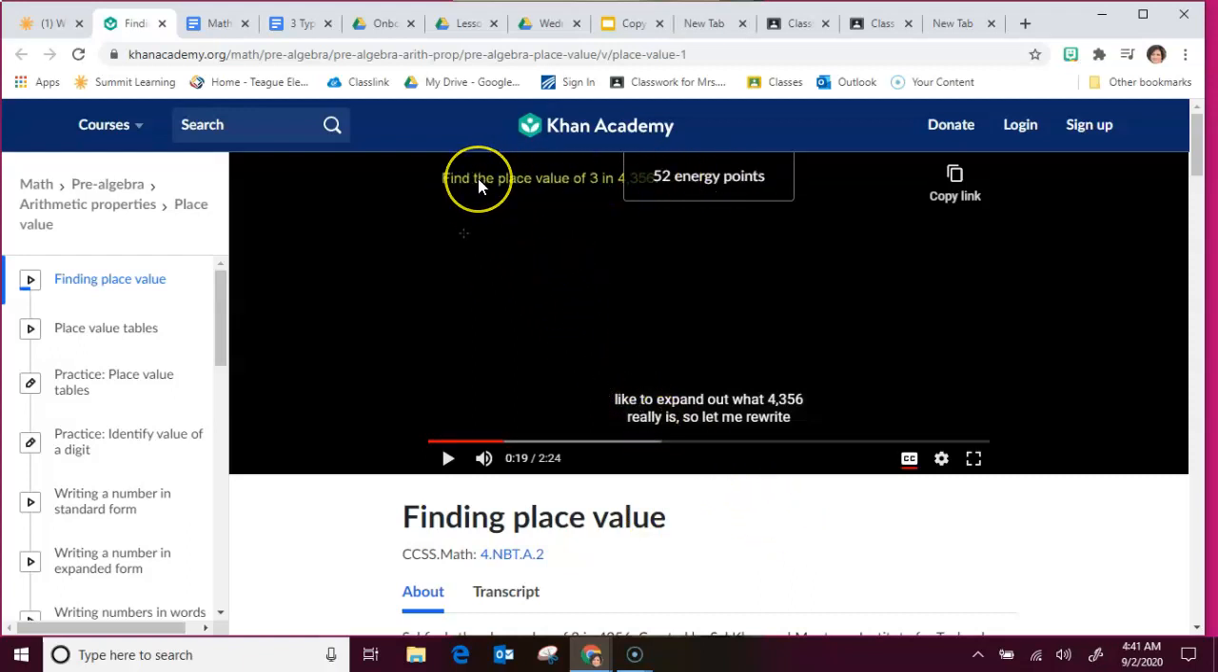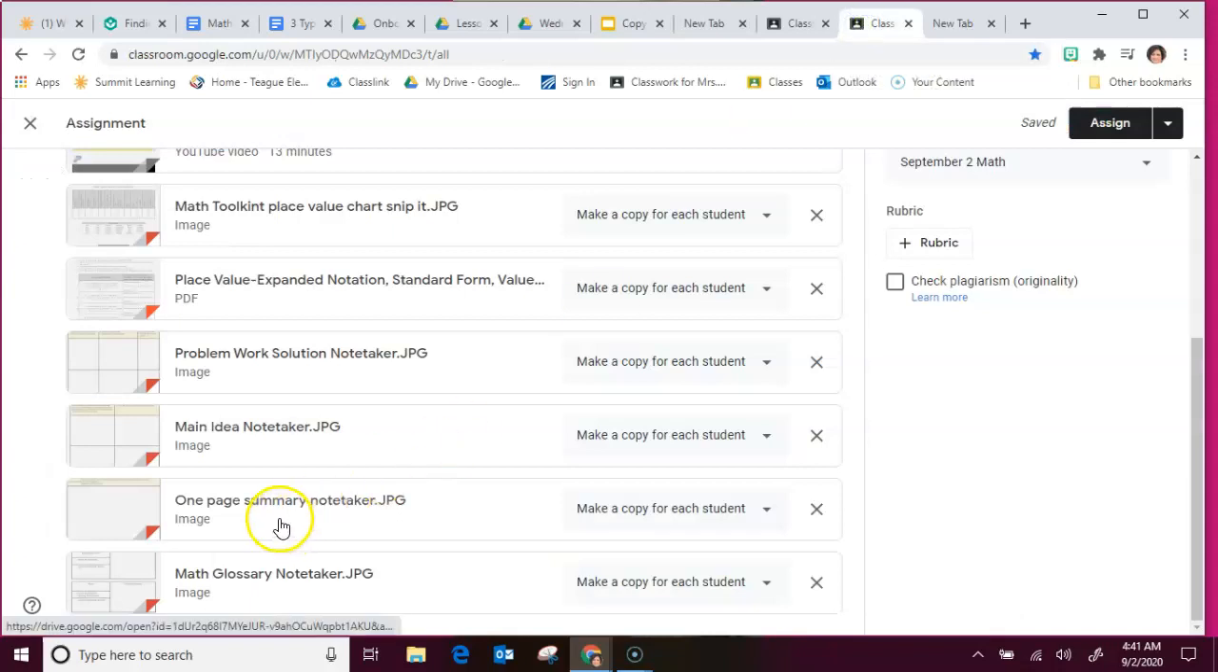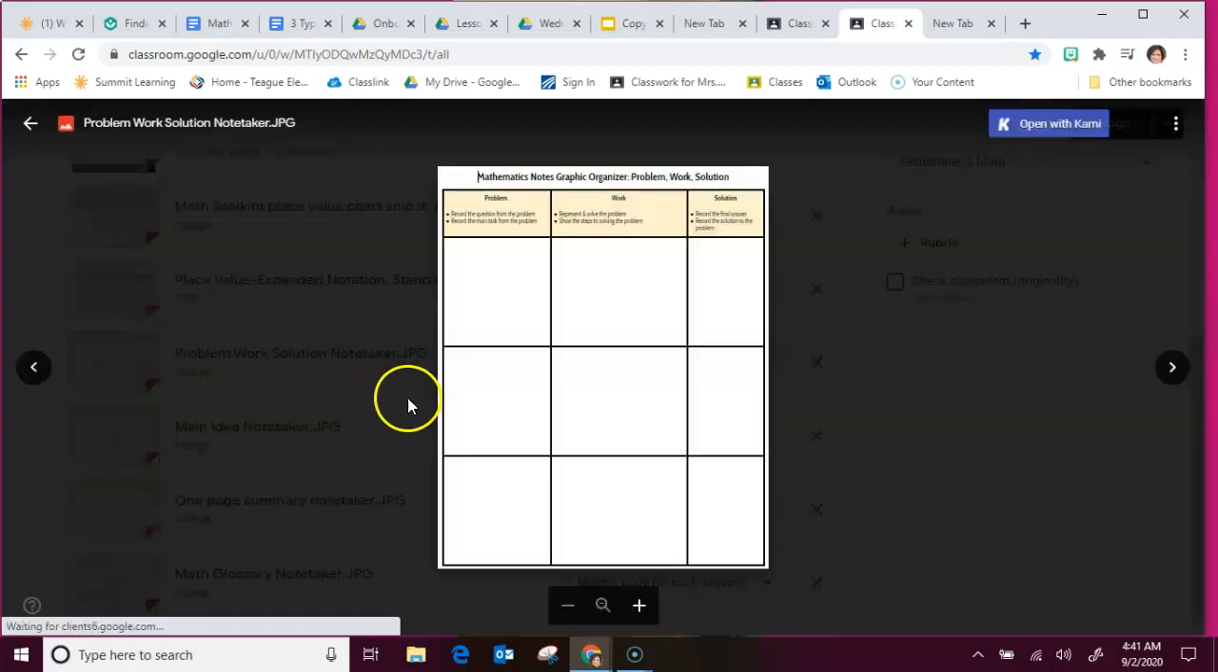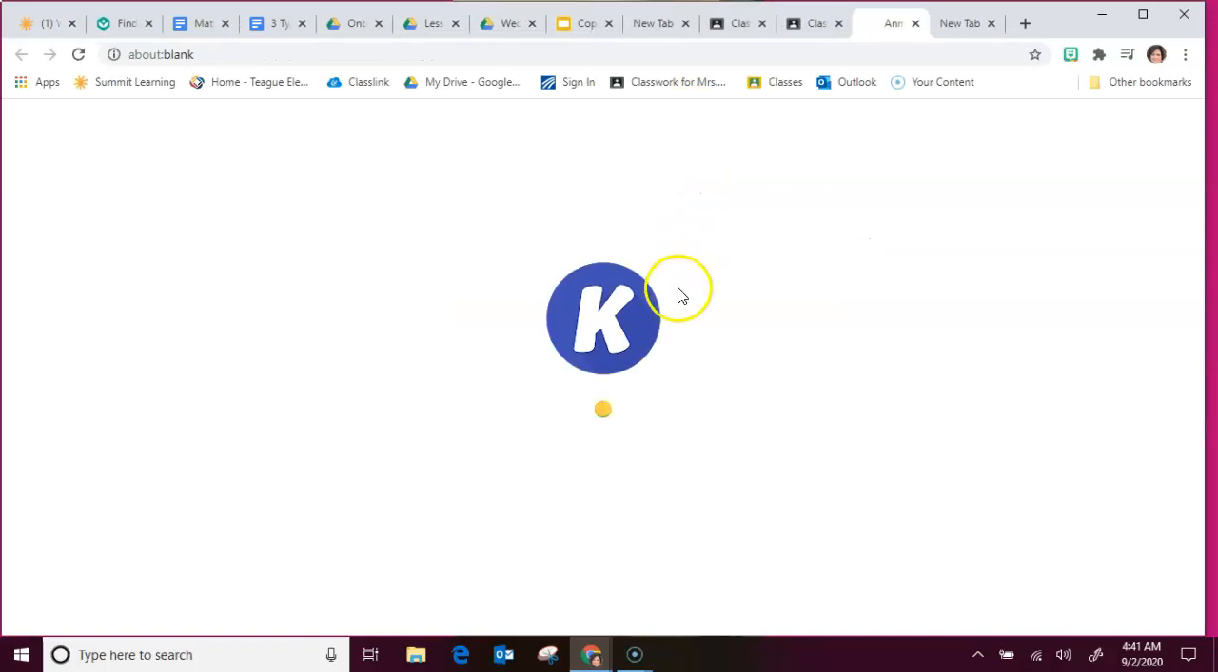I want to know, find the place value of 3 in 4,356. So I'm going to come over here to my note taker, and I'm going to get it out of Google Classroom. All these note takers are here all together. I want the problem work solution note taker. So I'm going to open it with Kami.